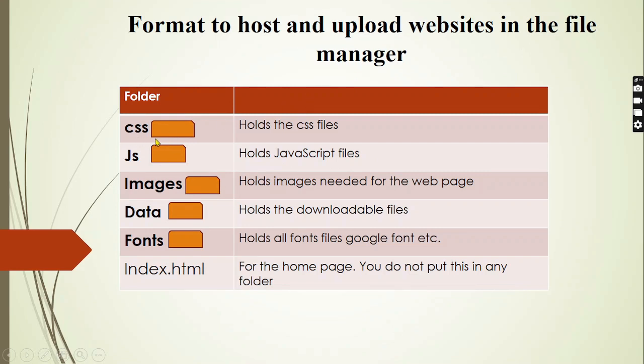Put the CSS files in a folder and name it CSS. The JS files, put them in a folder named JS. The images go in the images folder. The data folder contains downloadable files, like downloadable images, music, and video. Then the fonts folder is where you put Google fonts and all other fonts.